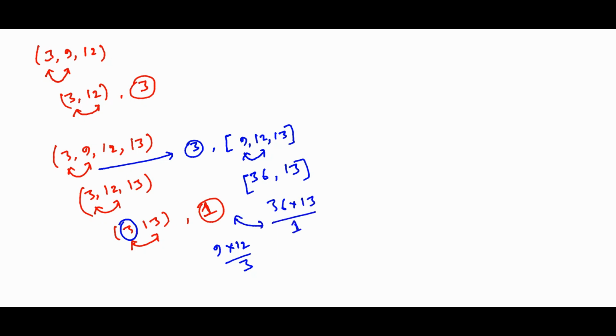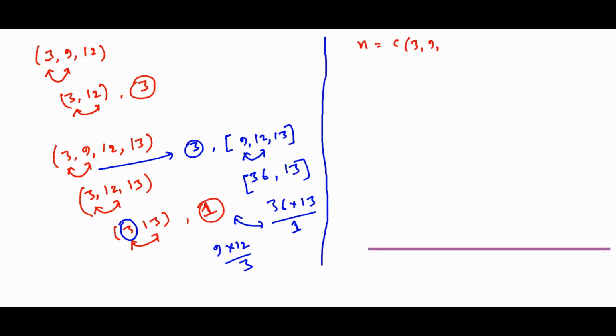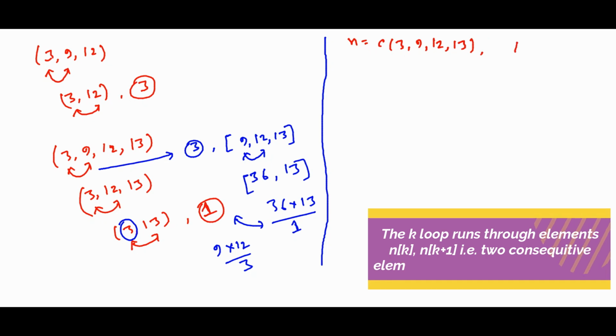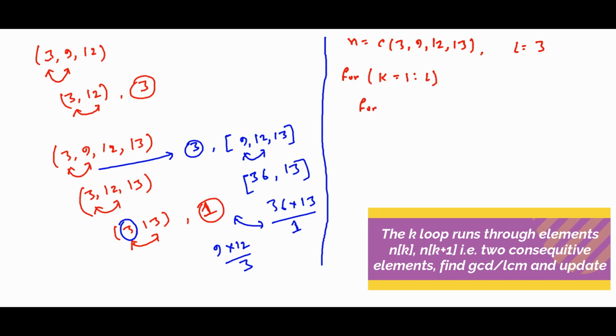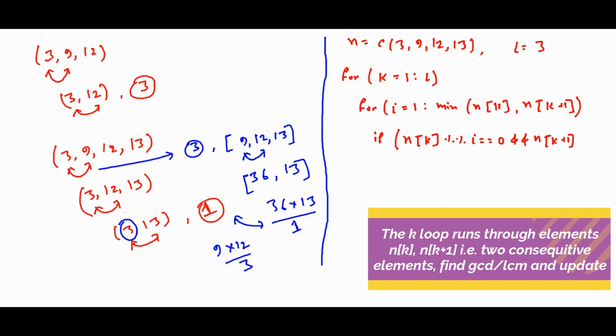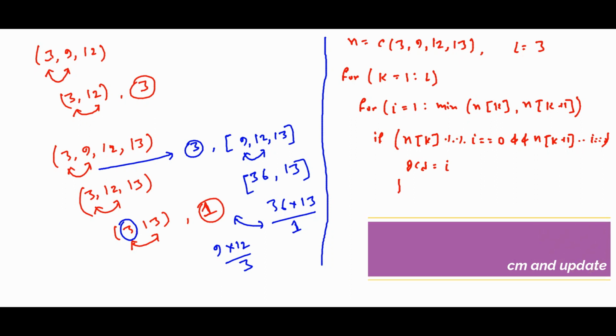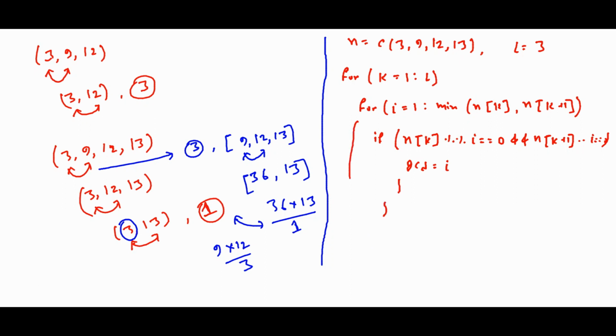So let's see how we will implement this in our programming. Suppose n is our vector 3, 9, 12 and 13, and take L equal to length minus 1, that means 3. For k equal to 1 to L, again for i equal to 1 to minimum of nk, nk+1, if the same idea, nk divides by i and nk+1 also divides by i, then GCD equals i. This is the end of this for loop. We will update nk+1 equal to GCD.